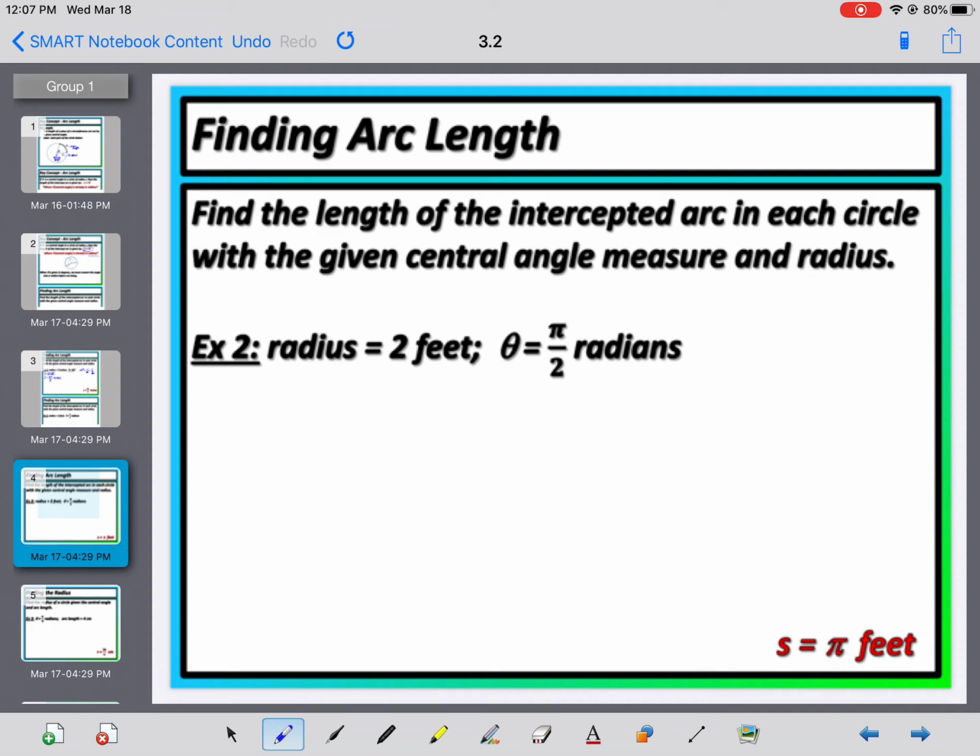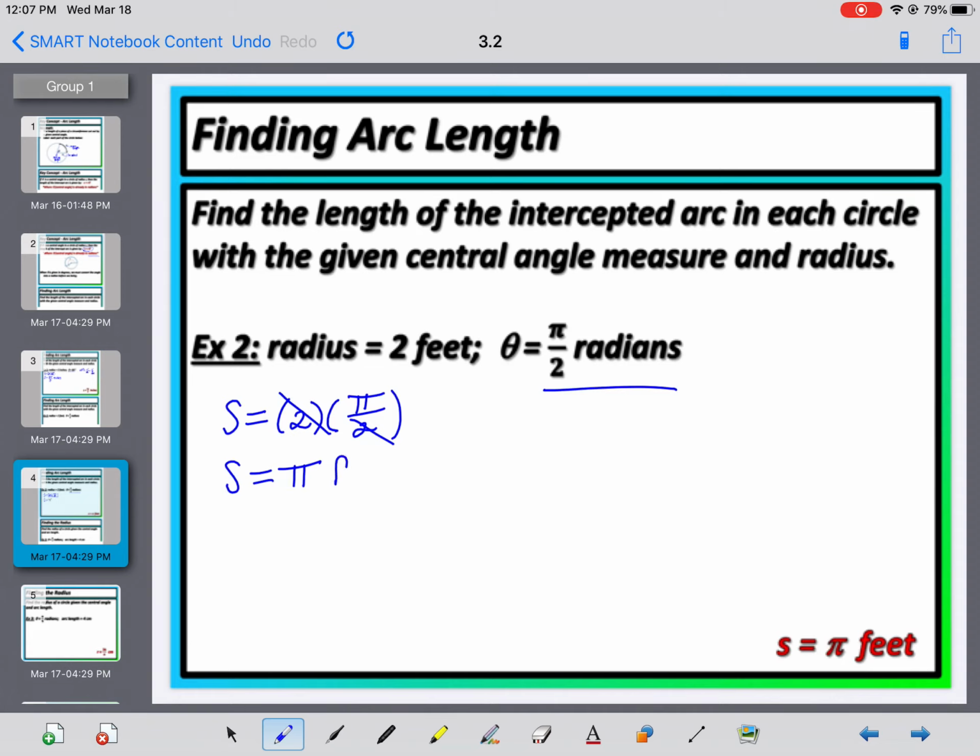This example already has theta as a radian. So S equals 2 times pi over 2. These cross cancel. So the arc length is pi feet.